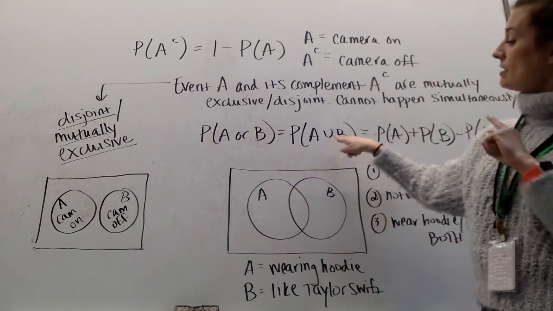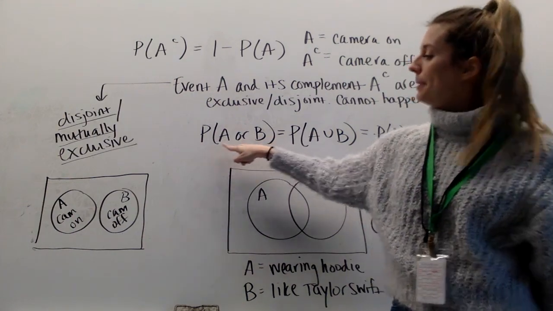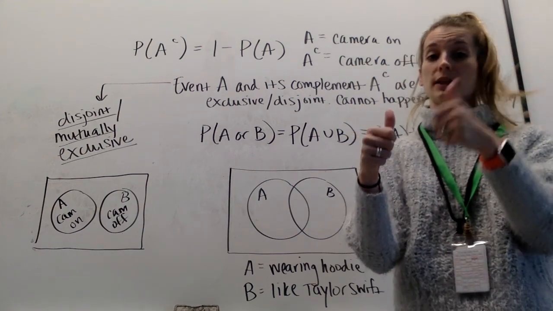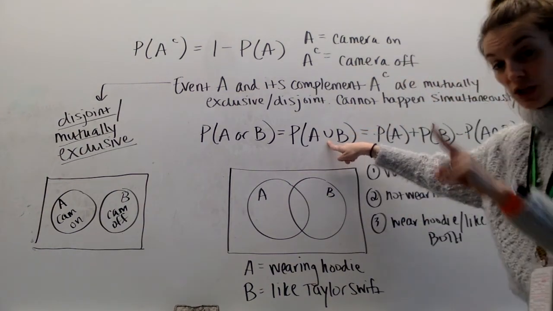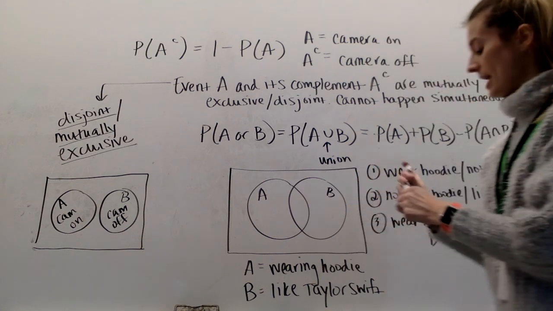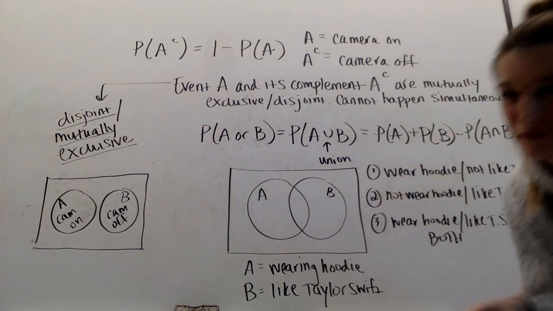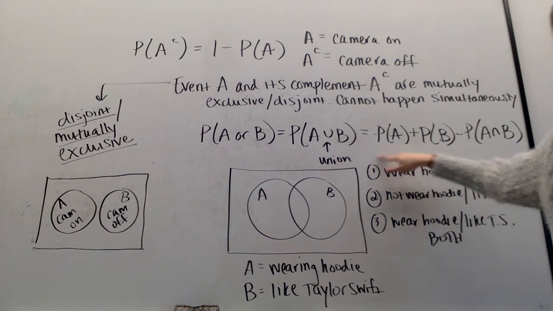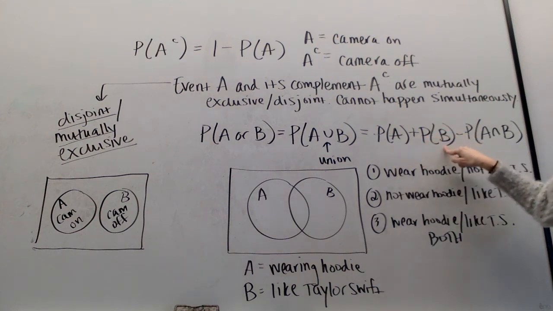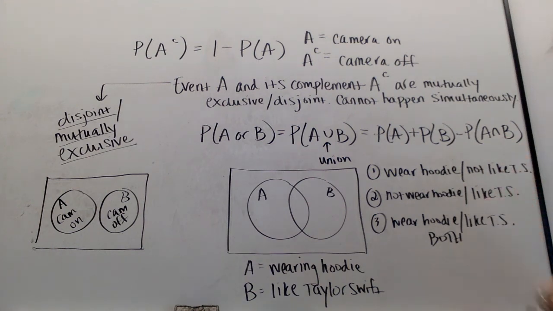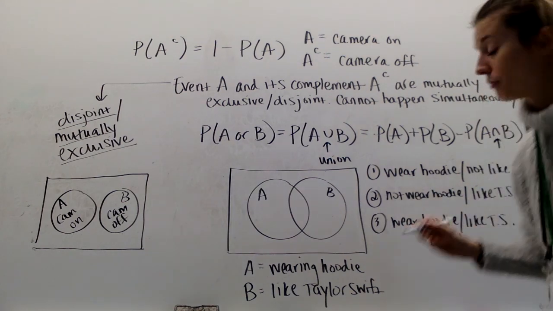This is a union. This is a mathematical notation for or. So the probability of A or B occurring, the probability that I randomly select a student who is wearing a hoodie or likes Taylor Swift. Another way to express that is using that U symbol, that union. And then mathematically, what's happening is this. All right, and this is where I feel like it kind of fell apart a little bit yesterday. This is the probability of A occurring, so the probability that the student was wearing a hoodie, plus the probability that a student likes Taylor Swift, minus the intersection, minus the probability that a student is essentially doing both.